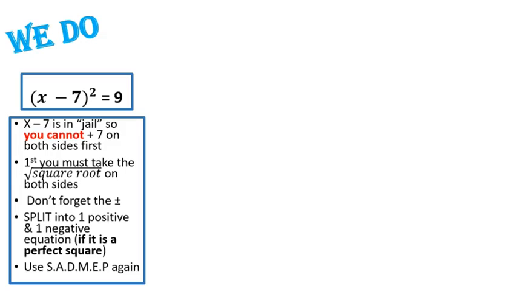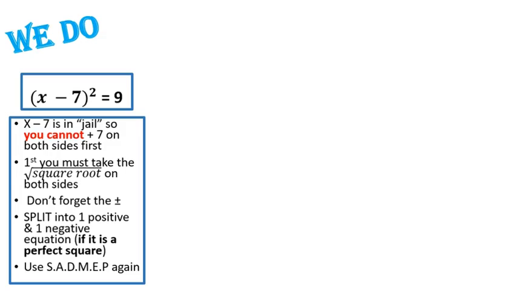Now, this is our second example from the Know the Difference slide. What I really want to draw your attention to is that very first bullet point where it says the x minus 7 is in "jail." I use quotations. So you cannot just start off by adding 7 on both sides. Those parentheses and that exponent, the parentheses are like the jail bars. The exponent is like the prison guard. You can't just go up there and be like, hey, free Ray Ray. You can't do it. You got to break Ray Ray out fair and square.